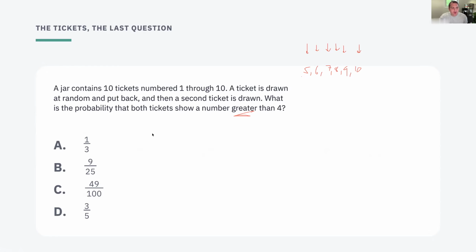And so let's put the dash here. In the first draw, what is the probability that the ticket will be greater than 4? We would have that 6 over 10. Now remember, it's put back. That's the key. So, okay, they draw that number, and now they're just going right back to the well. And we would do 6 over 10 again here and multiply these together because we need this and that to happen, this second draw.